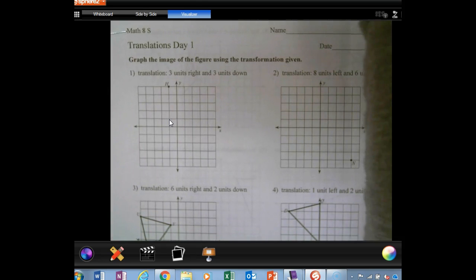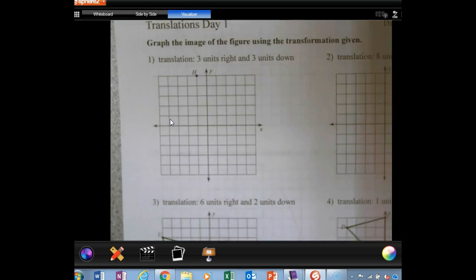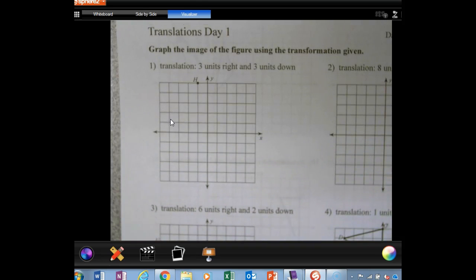Oh, zoom. All right, so we're going to learn about translations. And a translation is a form of transformation. Okay? So you're going to write some definitions. So take out your notebooks because I'm going to have you guys write down some definitions. I'll give you a little bit.